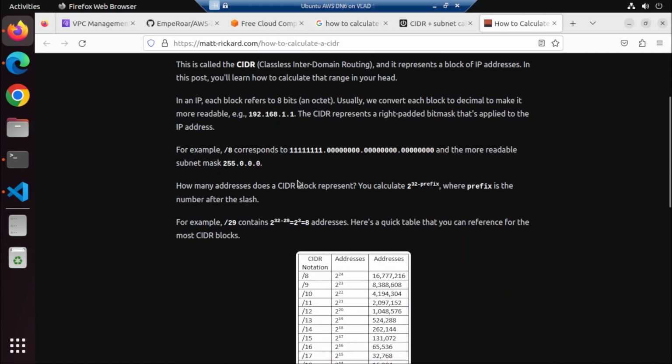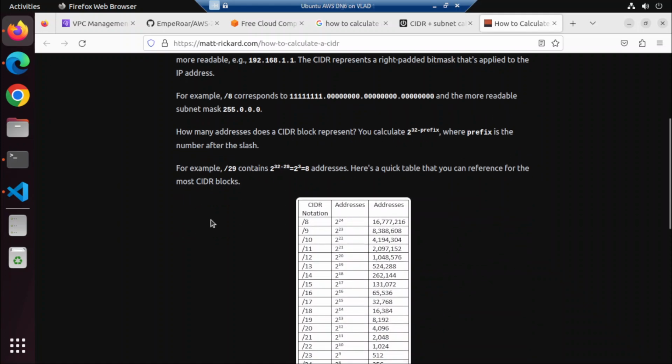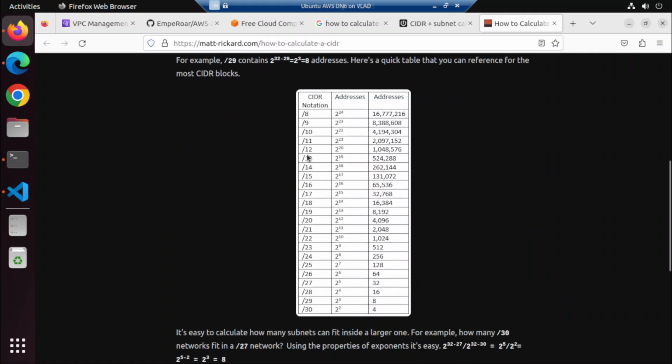How many addresses does the CIDR block represent? You calculate it, where prefix is the number after the slash. For example, contains, and then here's a quick table that you can reference for the most common CIDR blocks. 8 IP addresses.